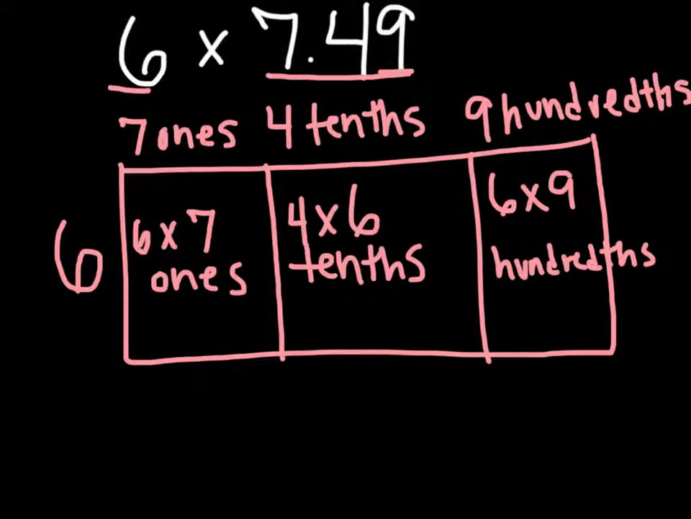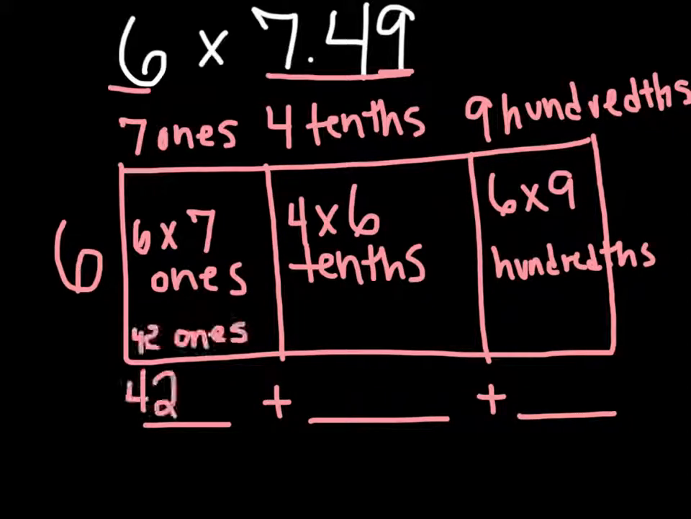Okay, and I want to write the answer to those partial products below each box. So I'm going to do that now. So the first one's easy enough. 6 times 7 ones, well, that means that I have 42 ones. And I know that 42 ones is equal to 42. I can change the unit form into the standard form. I'm going to do that in blue so it's really apparent.